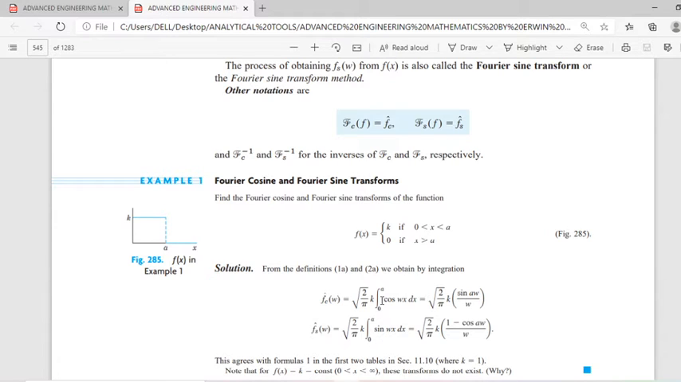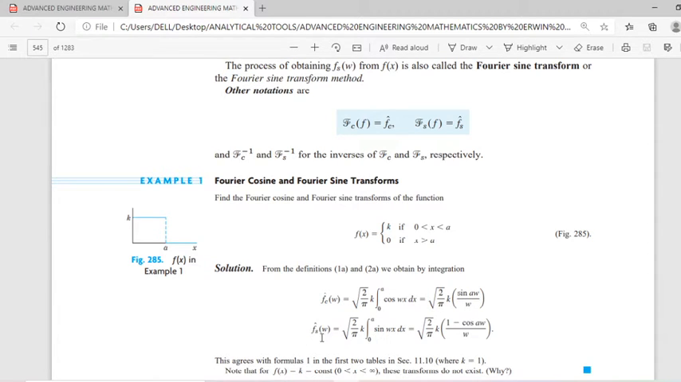Instead of integral 0 to infinity, we use only integral 0 to a, because f of x will be non-zero only in that region 0 to a. So integral 0 to a of f of x, that is k into cos wx dx. After integration and substituting a and 0, you will get root of 2 by pi k into sin aw by w.